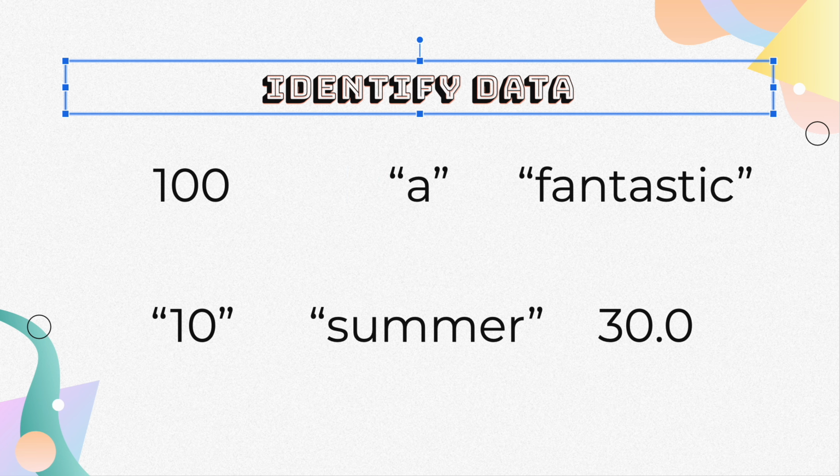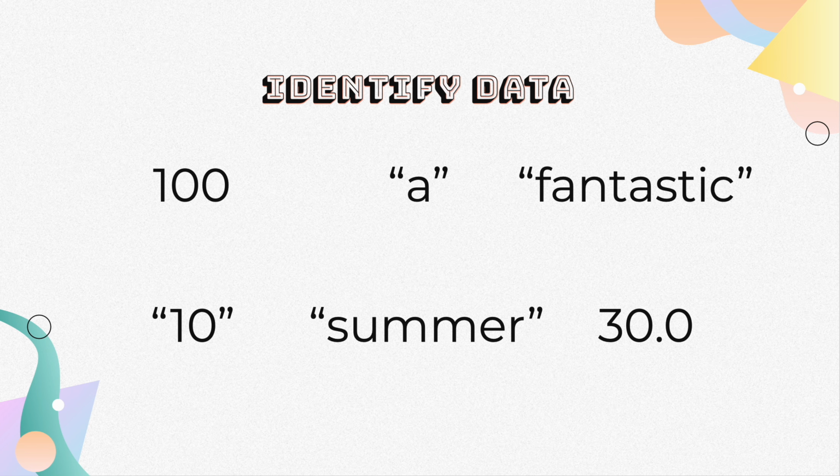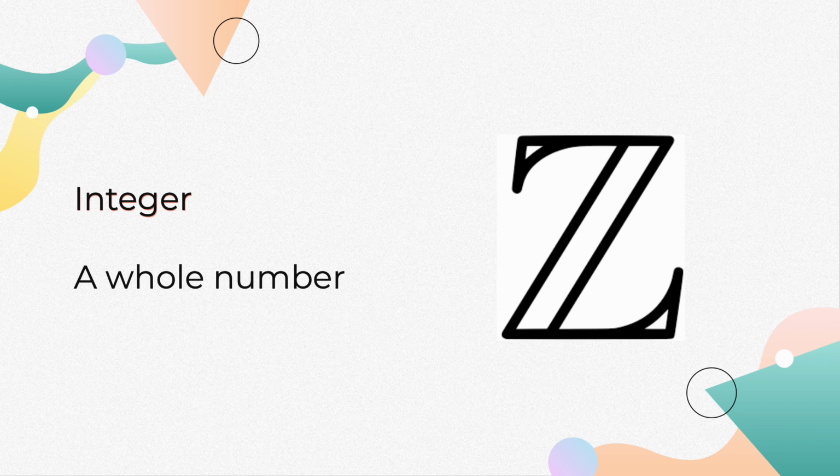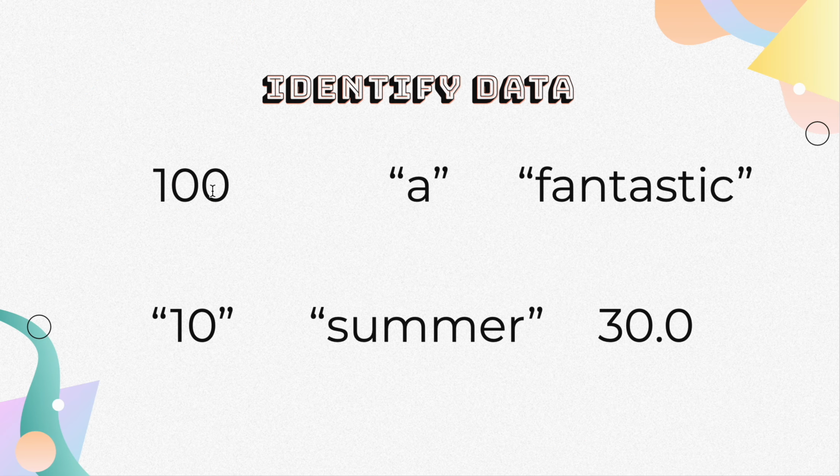In Python, we actually have very specific names for these types of data. Let's take a look at some of them. An integer is a whole number, so no decimal places. As you've learned from your grade 8 math class, you can tell that 100 is an integer. Negative 100 will also be an integer, or maybe 12 or negative 12.